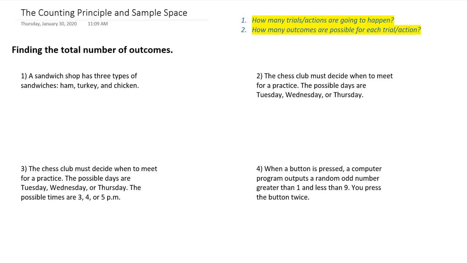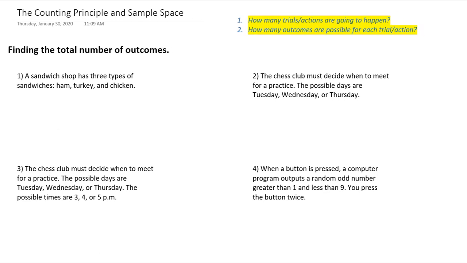So in this first example, we have a sandwich shop that has 3 types of sandwiches: ham, turkey, or chicken. So here it looks like we are choosing a sandwich, which means there is only one action that's going to happen. So I'm going to draw one blank. And how many outcomes are possible when I choose that one sandwich? Well, I can choose ham or turkey or chicken. So there are 3 possible outcomes.